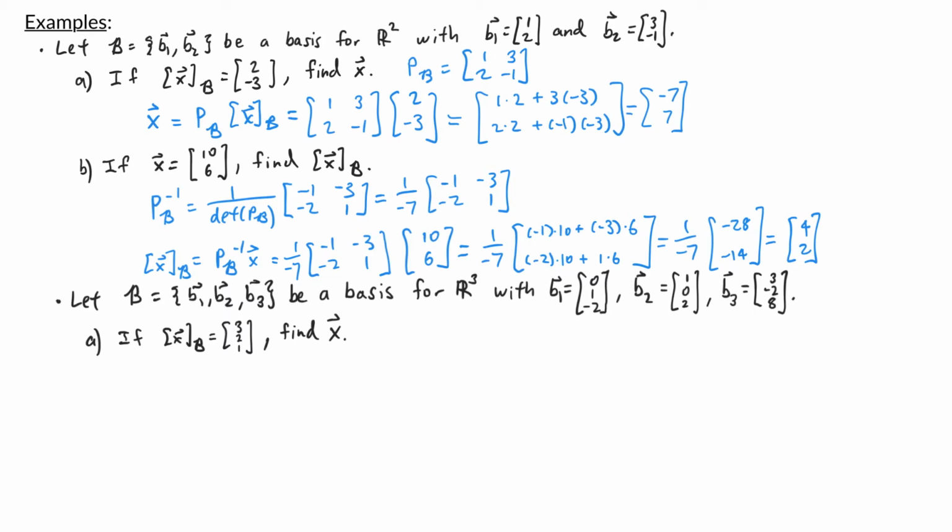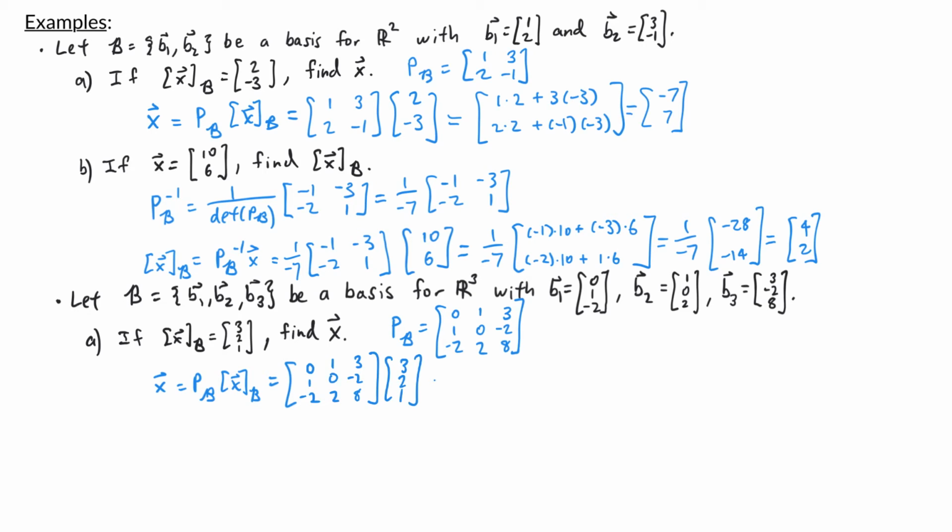So first I'm going to form the matrix P_B, and that's just a matrix consisting of the basis vectors as columns. So the first column is (0, 1, -2), the second column is (1, 0, 2), and the third column is (3, -2, 8). Next, to find the standard coordinates for x, I do P_B times the B-coordinate vector for x. So that's the matrix [0, 1, 3; 1, 0, -2; -2, 2, 8] times the vector (3, 2, 1).